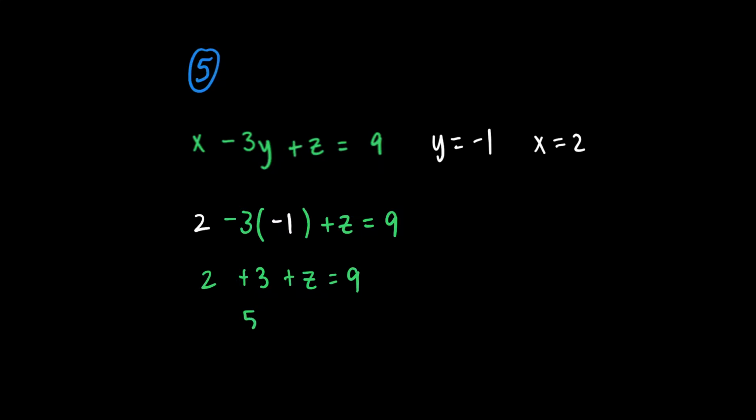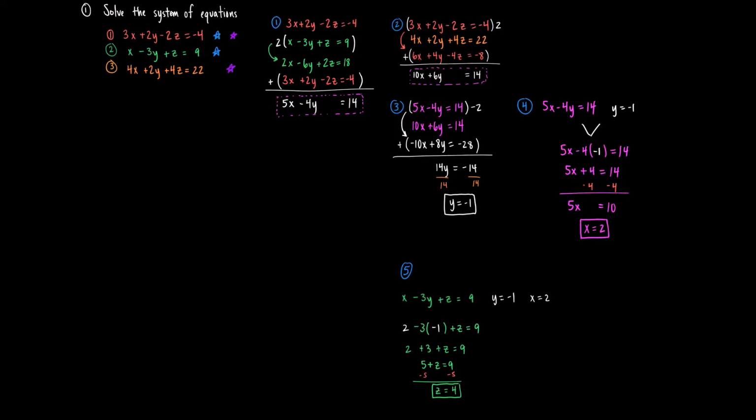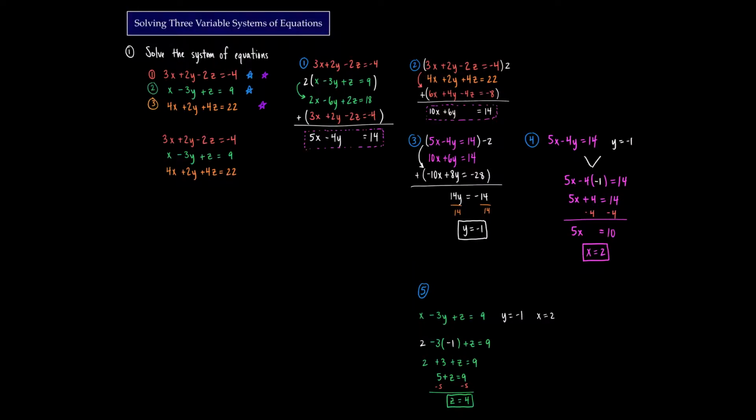So that would be 5 plus z is equal to 9. And if you subtract 5 on both sides, then you should get that z is equal to 9 minus 5 is 4. All right, so apparently z is 4. So now what we need to do, let's zoom out again, is we've got our solutions. Now we just need to check them and make sure that they actually work. So let me copy our original 3 equations. Okay, so I made a copy of our original 3 equations here.